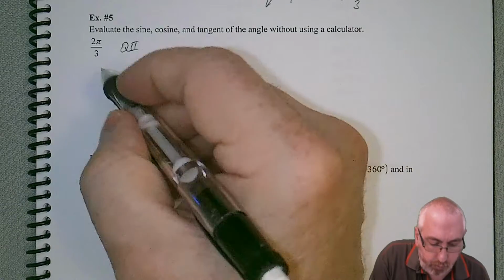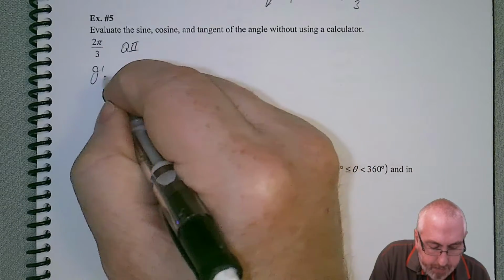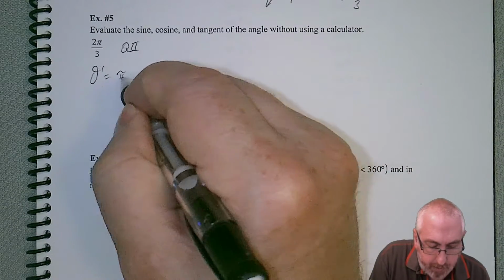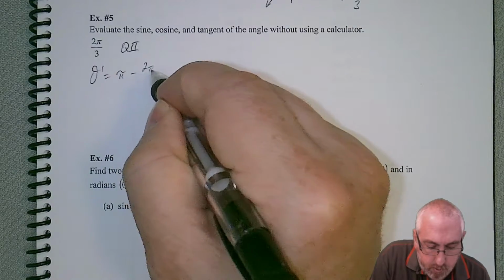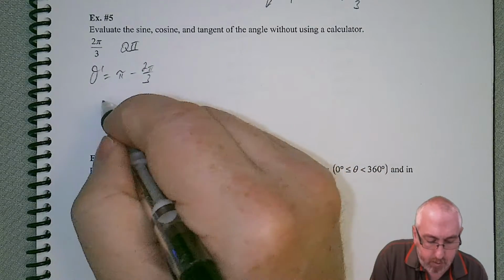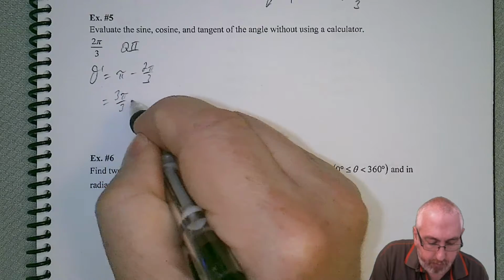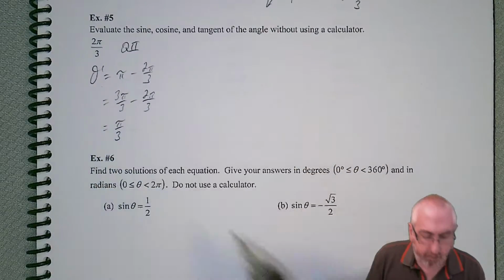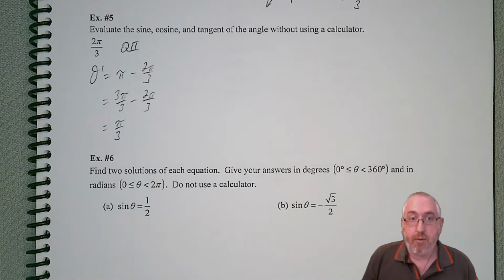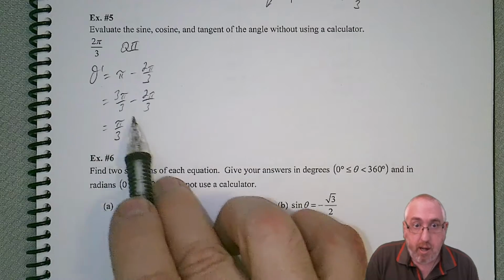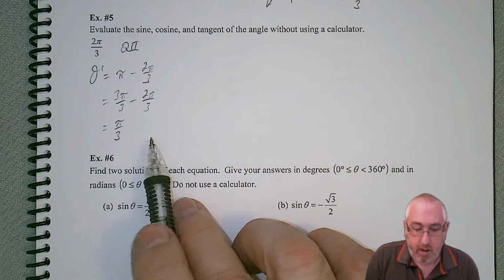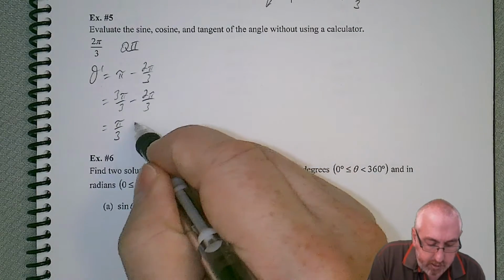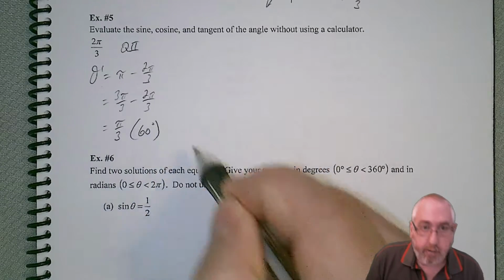So quadrant 2, so our theta prime should be pi minus 2 pi over 3. So again, 3 pi over 3 minus 2 pi over 3, and lo and behold, we have a reference angle of pi over 3. So now this should be an angle that you're familiar with. Now, if you don't recall, this is 60 degrees.